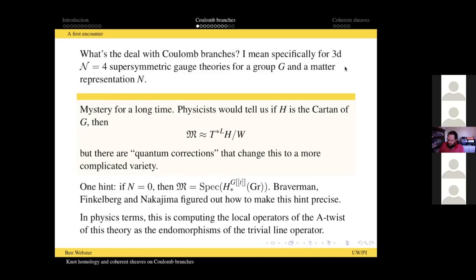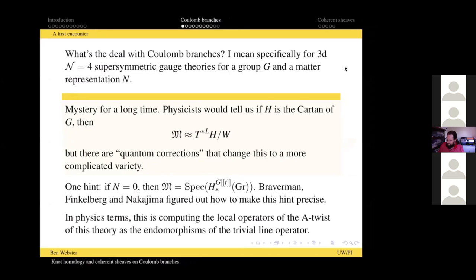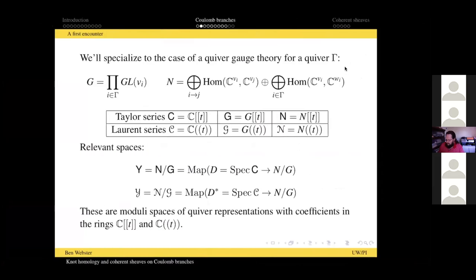And what they were doing, if you phrase it all in physics terms, is they were computing the local operators in the A twist of this theory by looking at a trivial line operator and computing endomorphisms of that. And the less I try to say about that, the better, I think. So I'm going to be interested in the case of quiver gauge theory.